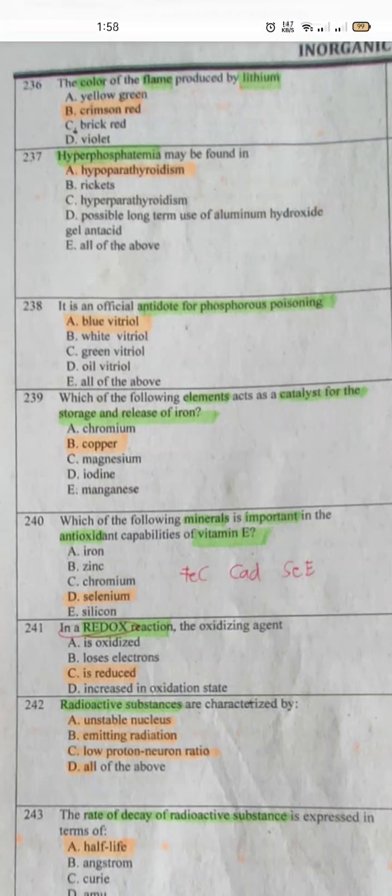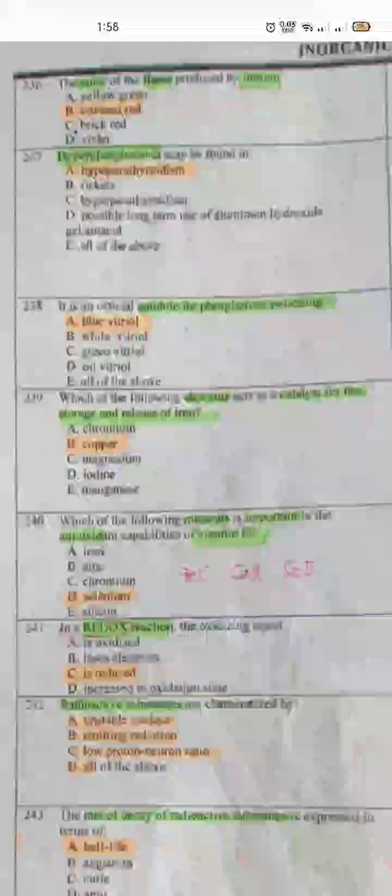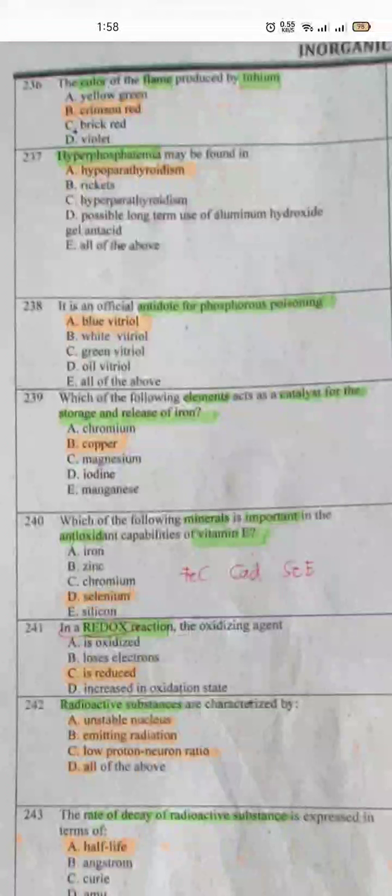Number 240, which of the following mineral is important in the antioxidant capabilities of your vitamin E? That is your selenium. So your selenium is an essential component of your enzyme glutathione peroxidase. So selenium is a component of your glutathione peroxidase, which is important in the antioxidant properties of your vitamin E.